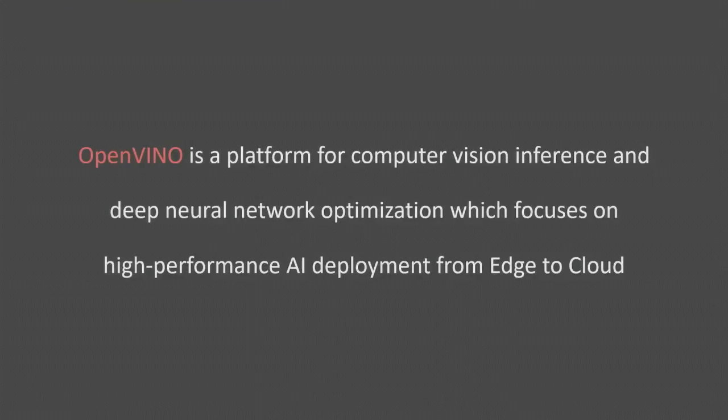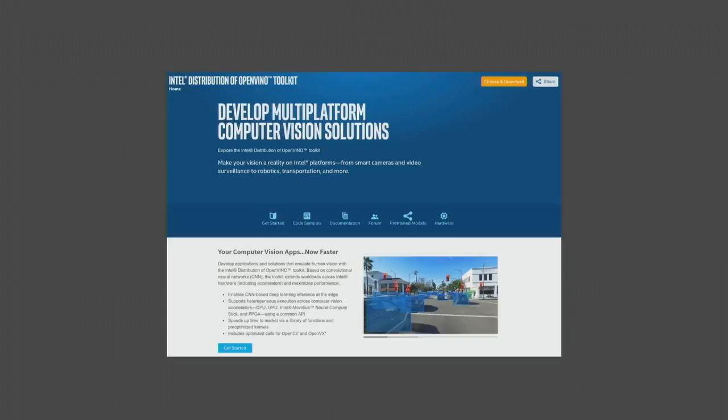So the OpenVINO Toolkit is a platform for computer vision and for neural networks. What you can do with OpenVINO is do inference in machine learning much faster than on any other platform. The idea is to use this tool to make your neural networks run super fast on Intel technologies and processors.